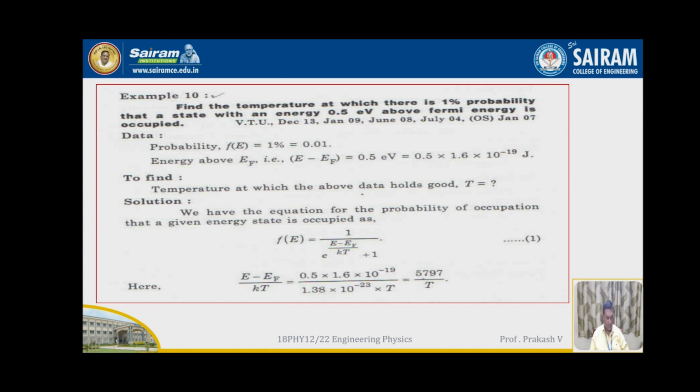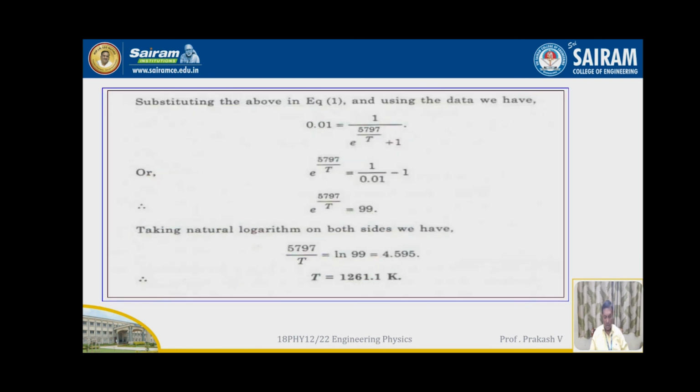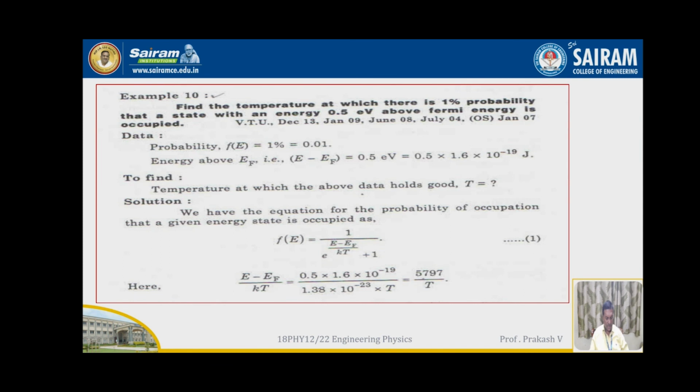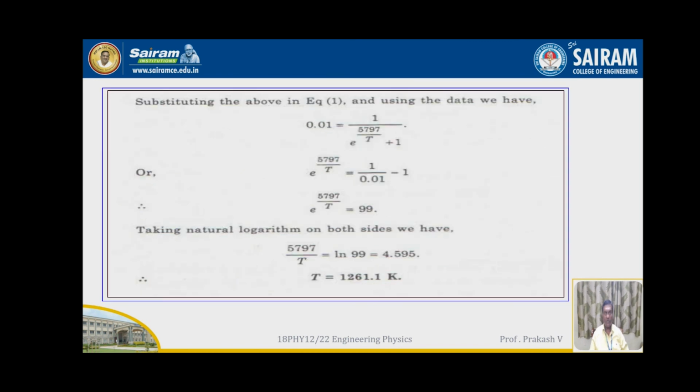So the solution is, we have the equation for the probability that a given energy state is occupied as f of E is equal to 1 by e to the power of E minus EF by kT plus 1. So substitute all the parameters in the equation. We are going to calculate the value of T is equal to 1261.1 Kelvin. So this is the solution that we are going to obtain at the end after substituting all the parameters in the equation.